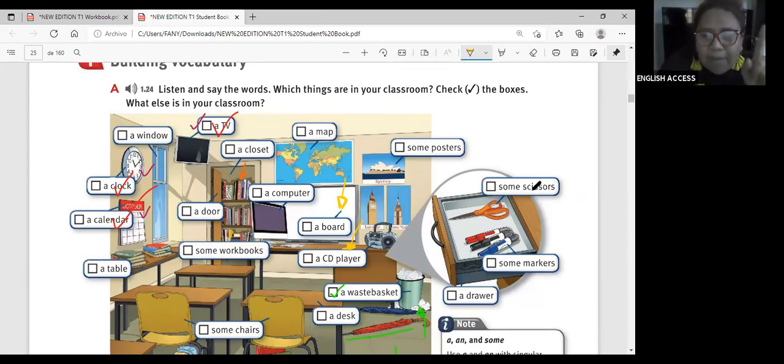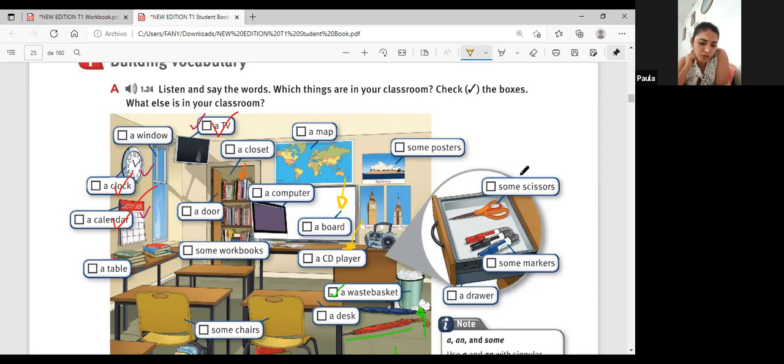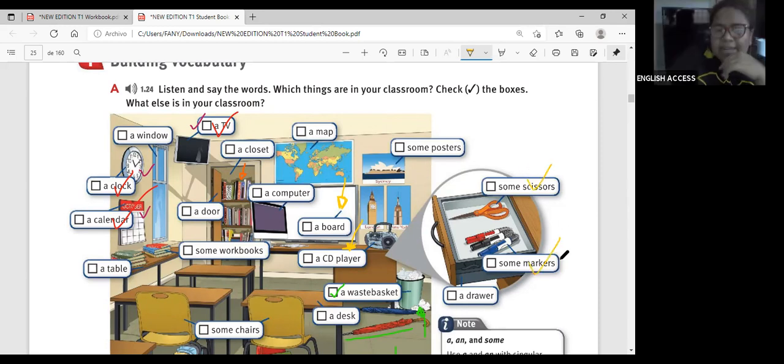Okay, one more. This is extra, Paula, this is extra. What is it in the drawer? What is it in the drawer? Some scissors and some markers. Excellent, that's right, yes. Okay, so that's it.